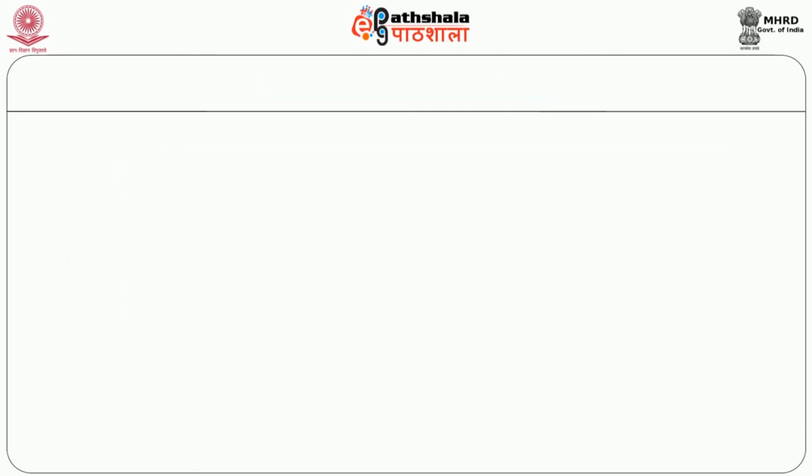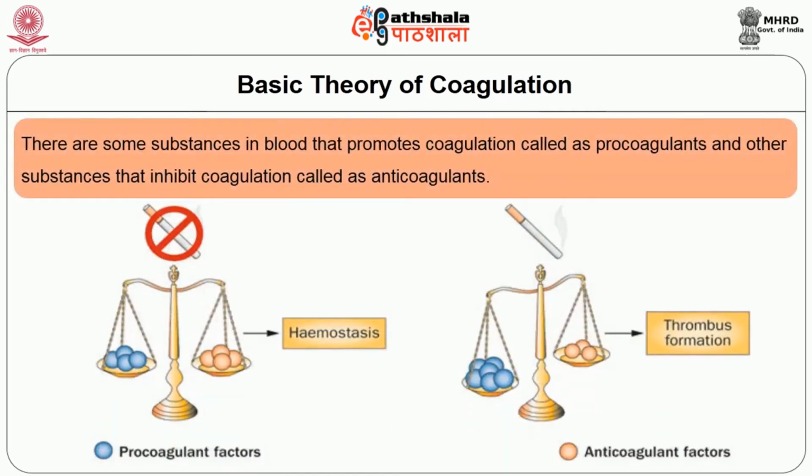So, what is the basic theory for this coagulation? Why does blood normally not clot within the vessel wall? Only when there is injury to the vessel wall does it clot. What is the mechanism behind that? There are some substances in the blood which promote coagulation, called procoagulants, and other substances in the blood which inhibit coagulation, called anticoagulants. So, I have introduced two new terminologies, procoagulants and anticoagulants.